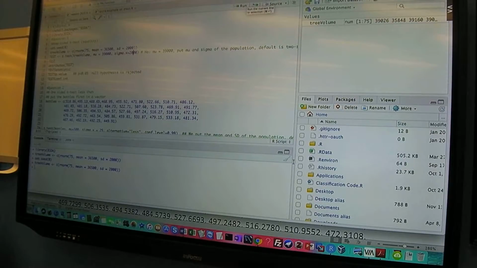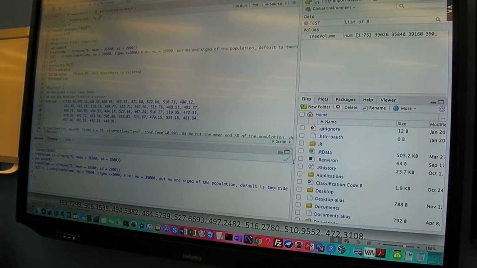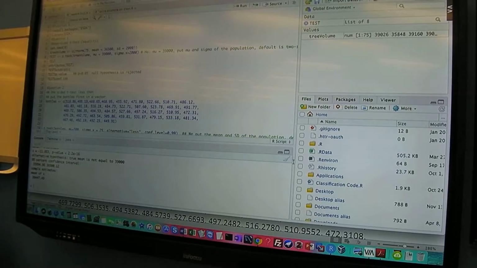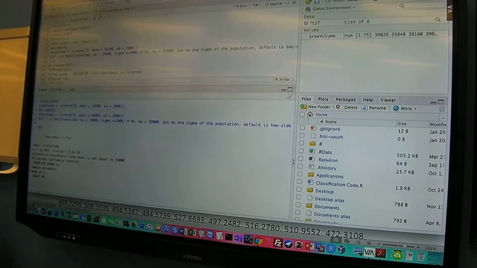And I'm going to run the test. And I don't see any results because I put it in a variable, so it's inside this variable. So in order to see the results of the test, I just call the variable. And here are the results. Okay, let's see what we got. So it's a one sample z-test because I used only one sample.